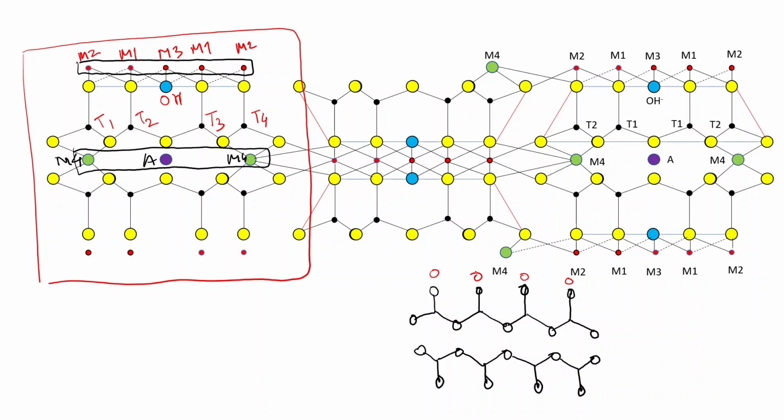I have drawn four. So this will start with M2, M1, M1, and M2. What about the M3? M3 will come once you place the OH minus. OH is here. Similarly over here, this is OH, the blue color. And so now we can place our sites M2, M1, M3, M1, M2.